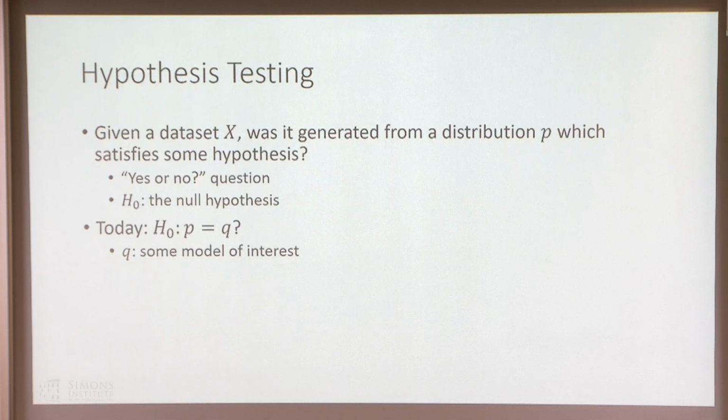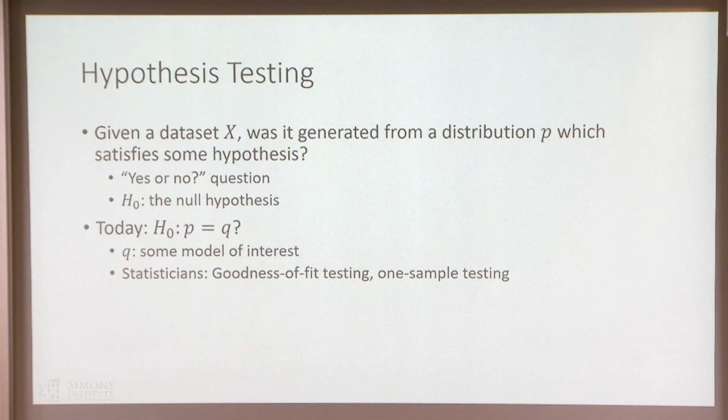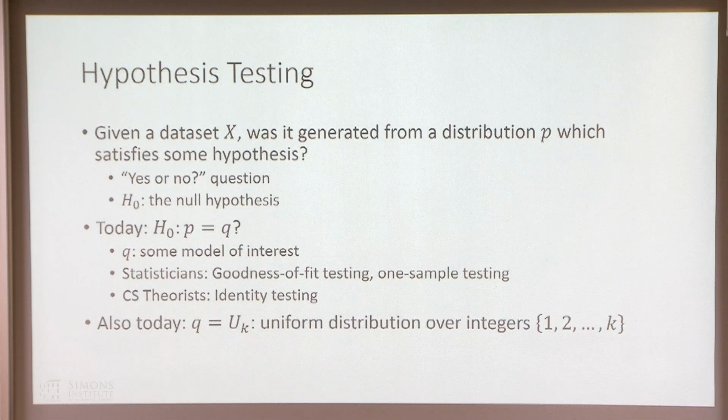So this type of problem goes by many names, including, say, goodness of fit testing or one-sample testing. Computer scientists invented the name identity testing for confusing reasons. But I think it goes by many names, let's say. And in particular today, we're going to focus on the specific problem where Q is equal to the uniform distribution, but pretty much anything I say is going to be more general.